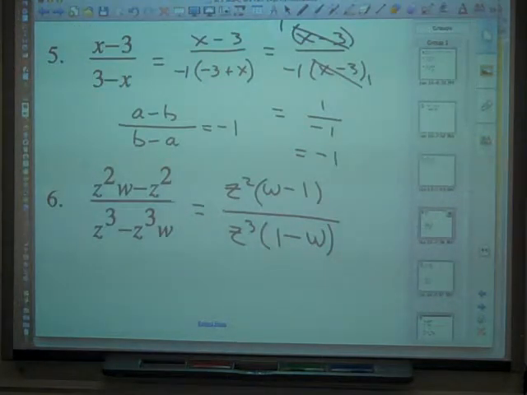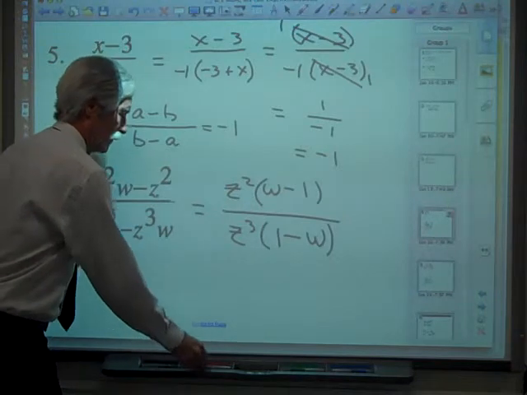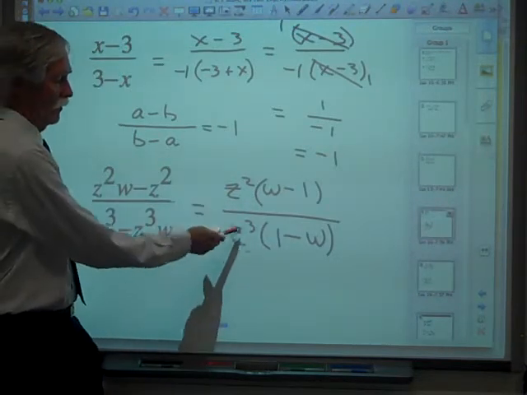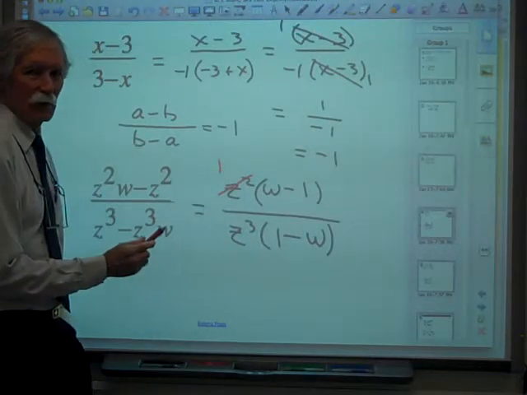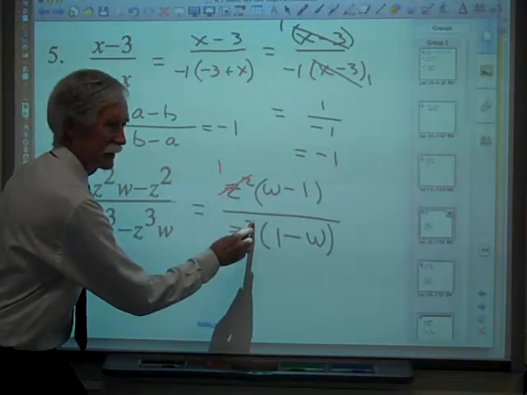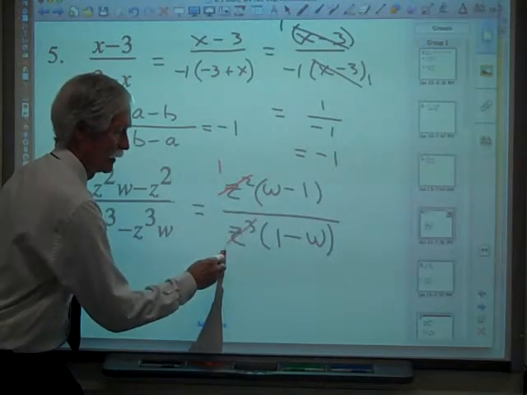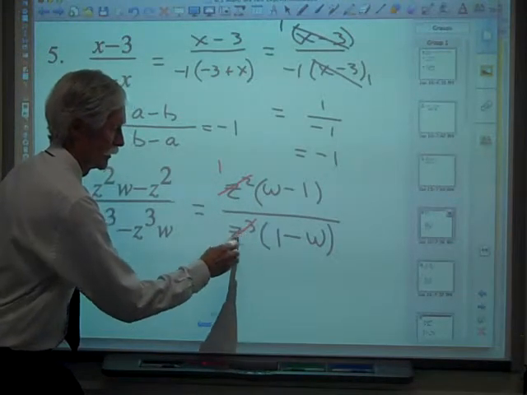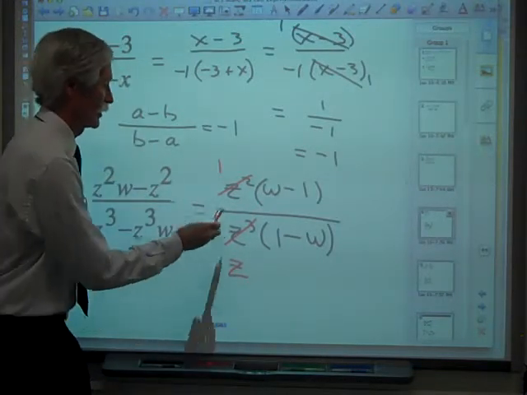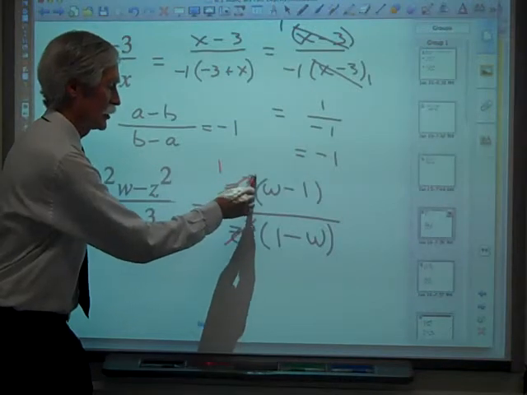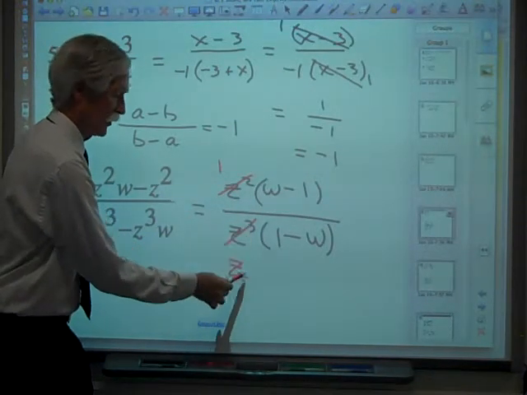And these can reduce with each other. What will happen? These two z's will cancel with 2 of these z's. What will happen if you cancel 2 of these z's? There's one z. There will be 1 z left on the bottom. So those 2 z's will cancel 2 of those z's, but there's 3 of them, so 1 z will be left.